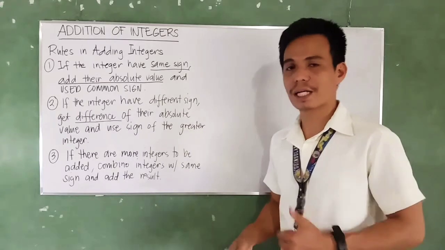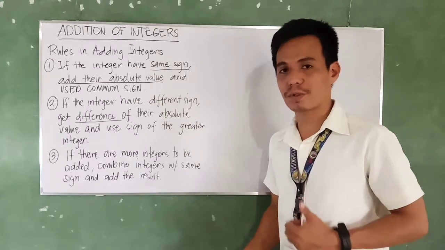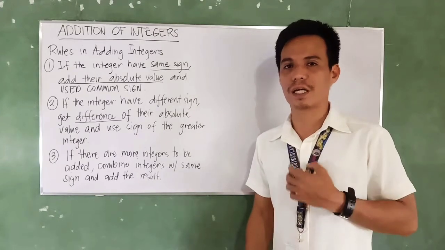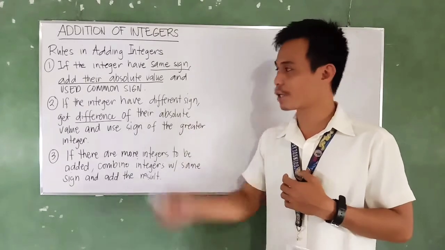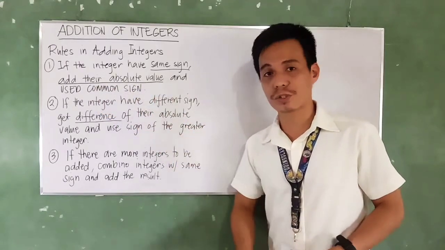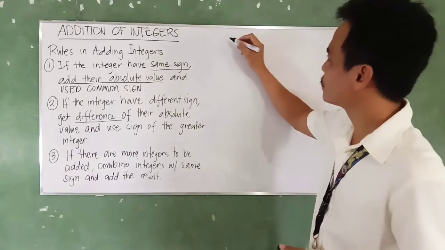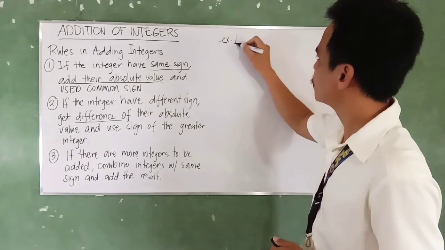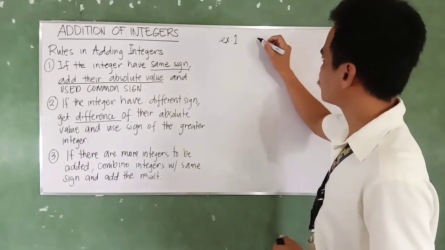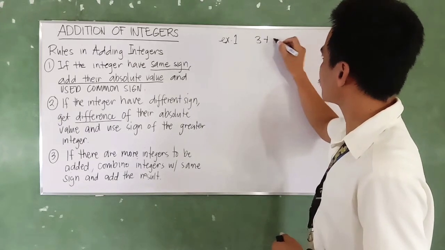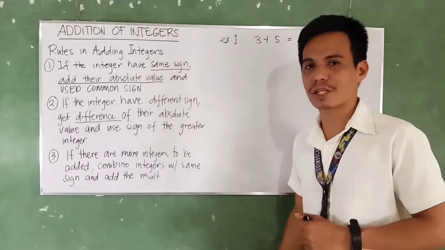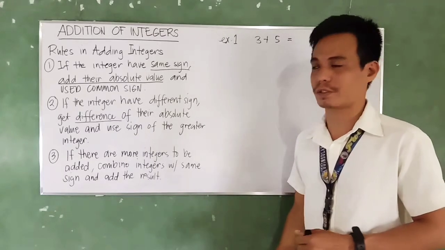So, okay. Pag nag-add tayo ng integer na the same yung sign, yung ibig sabihin yan, yung sign is the negative sign and the positive sign. Yung gagawin natin is to add their absolute value and use common sign. Example. So, okay. Example, we have 3 plus 5. 3 plus 5 have the same sign because they're both positive.